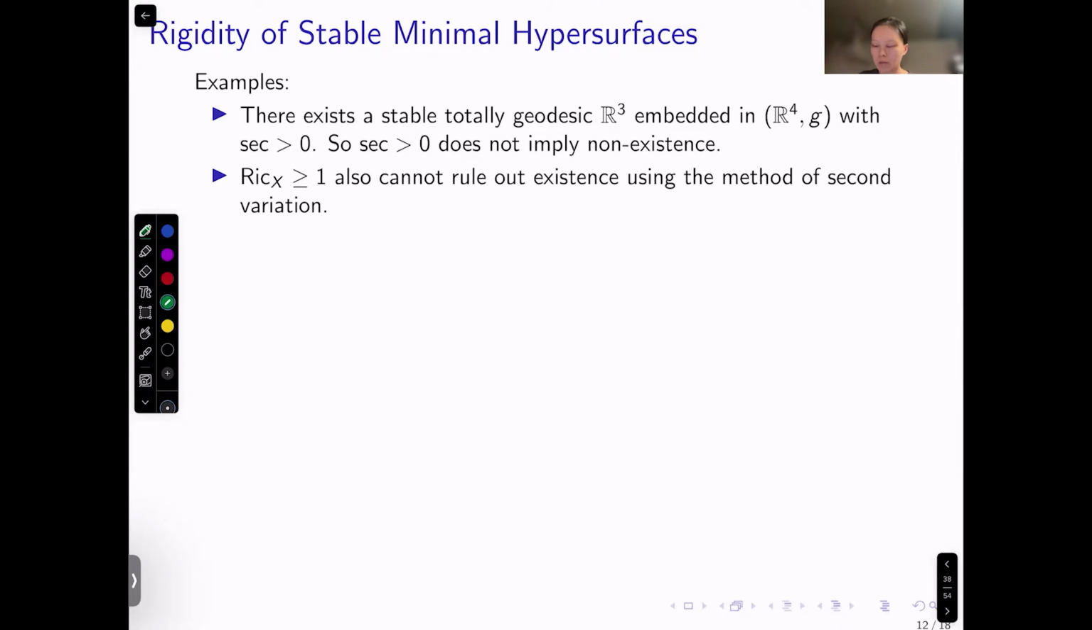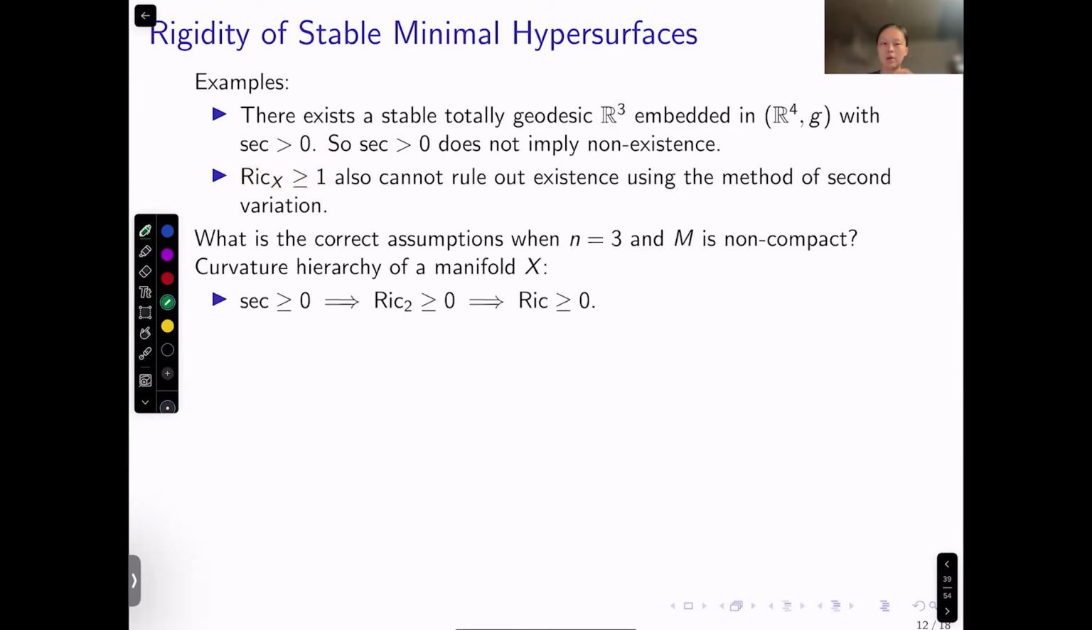So what I'm saying is that if you have Ricci strictly positive using the method of second variation, just by looking at this image locally, without looking at the global picture, you cannot say that there cannot be stable minimal hypersurfaces. So by looking at these two examples, we need to look at maybe other curvature terms. And this is where the intermediate curvature comes up.